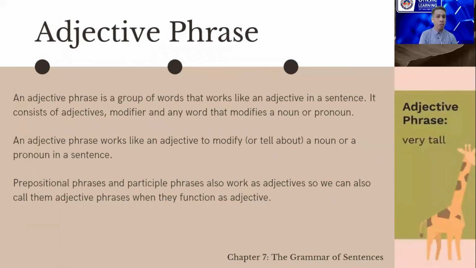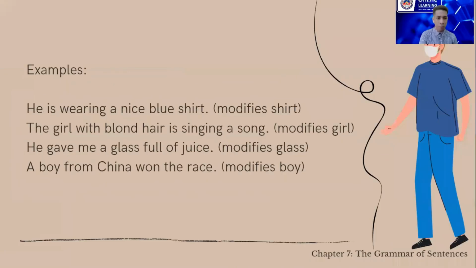So let's proceed now to adjective phrase. From the word itself, it describes something. So in this one, he is wearing a nice blue shirt. So let's first find the prepositional phrase. So, nice blue shirt.